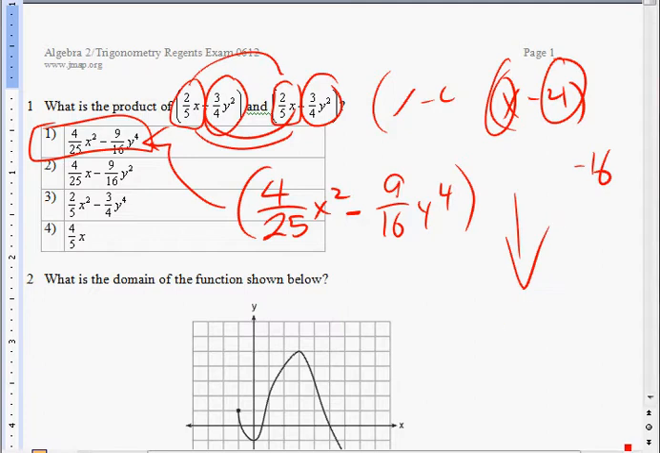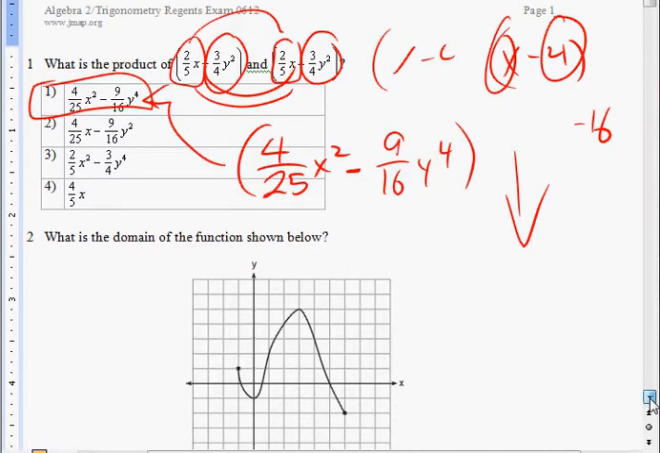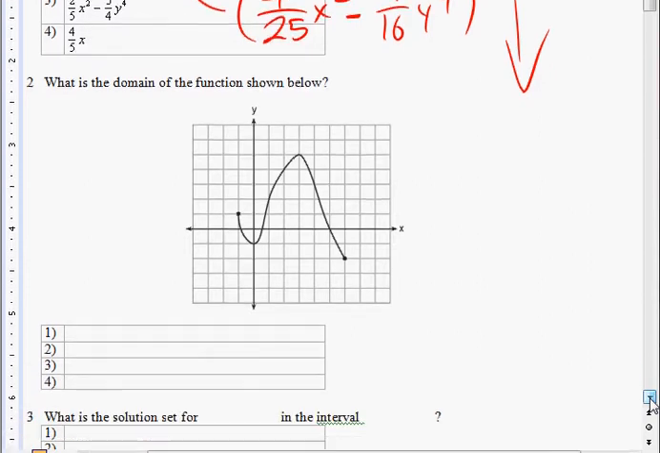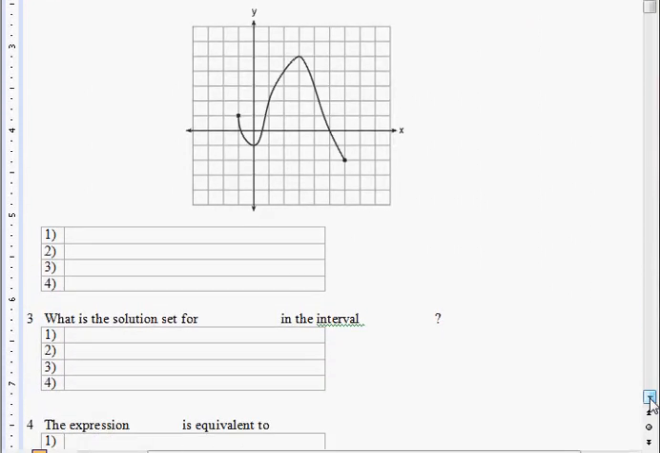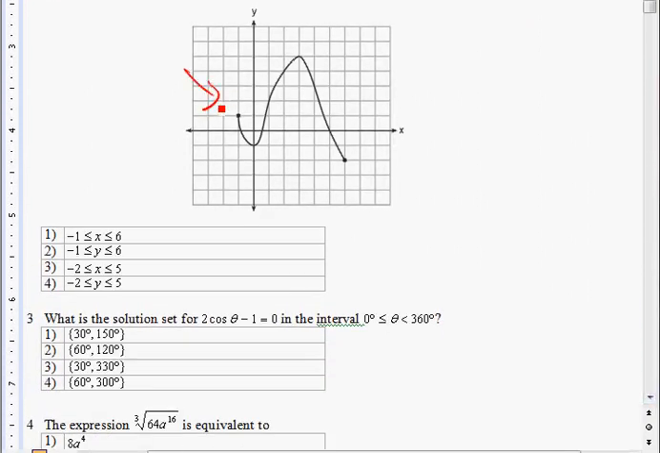But now let's take a look at question number 2. Number 2 asks for the domain of the function, right? This is the function. It starts somewhere on the left here and ends somewhere on the right. All right, let's take a look.